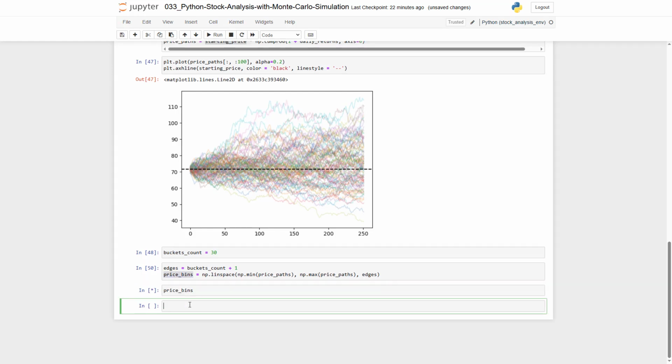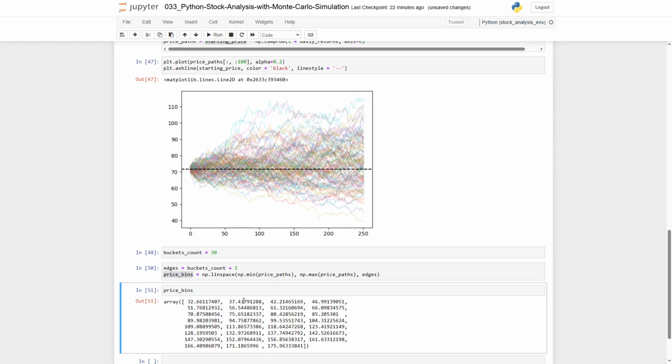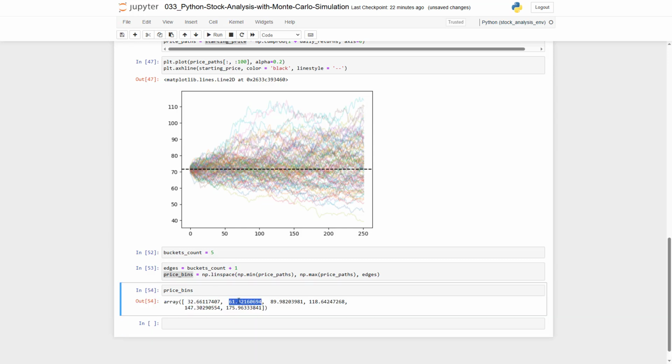So price bins, we have them. This is where the cutoff is. We see we have 30. If we have like 5, the cutoff would be somewhere else. And of course, as noticed, 5 bins means 6 edges, so we have them.